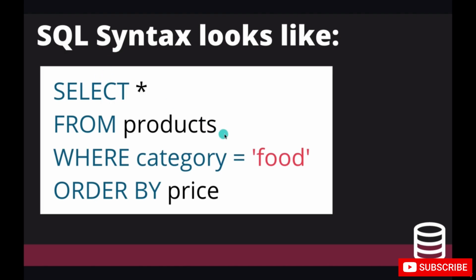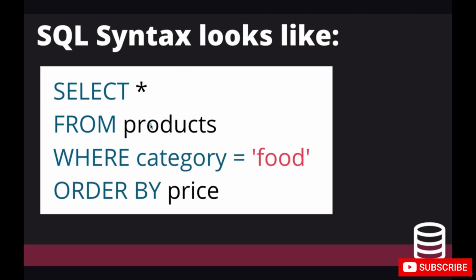So here you want to get something from the product table. The particular product that you want is food, and you want the food alongside their prices, but you want the prices to be ordered. So you see that we have select star from product where category equals food, and then order by price. So it's just plain English language over here. There's nothing difficult about SQL programming. It's just a plain English language.